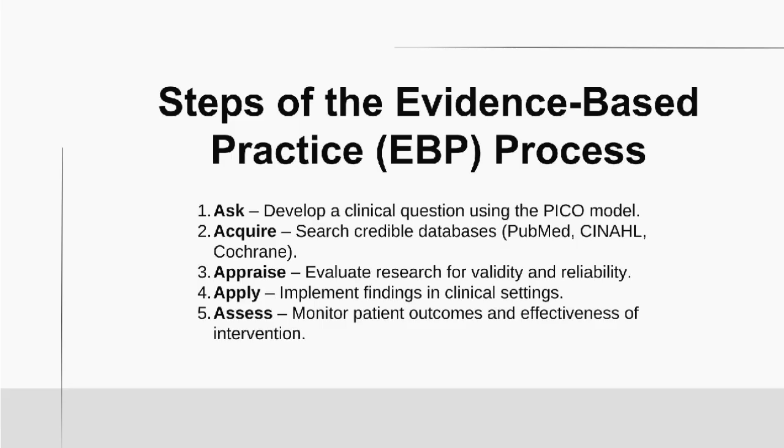Section 5, Steps of the EBP Process. How do you practice EBP? Use these 5 steps. Ask. Formulate a clinical question using the PICO model. Acquire. Search quality databases like PubMed, CINAHL, or Cochrane. Appraise. Critically evaluate the research for strength and accuracy. Apply. Use what you've learned in patient care. Assess. Track the outcomes and refine the approach. This is a continuous cycle to keep your practice current and effective.